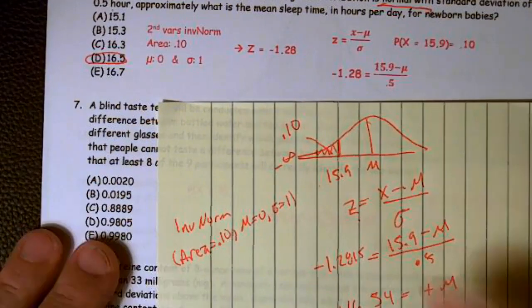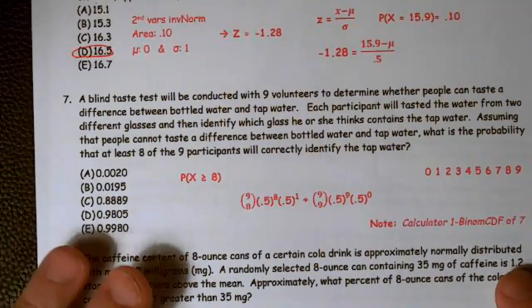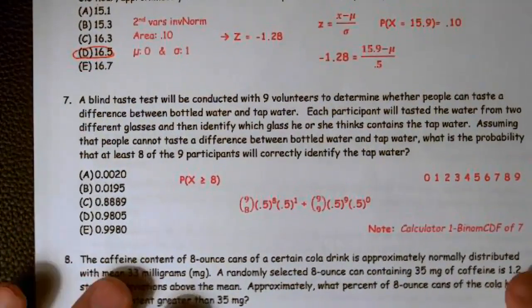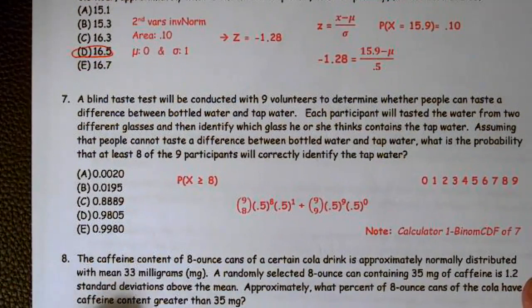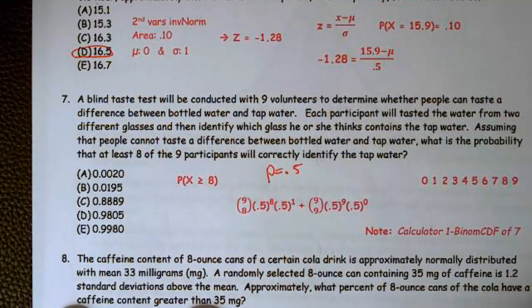Number 7, a blind taste test will be conducted with 9 volunteers to determine whether they can taste a difference between bottled water and tap water. Each participant will taste the water from the 2 different glasses, then identify which glass he or she thinks is the tap water. Assuming the people cannot taste the difference, if there is no difference, the probability that you're going to guess it is 50%. There's a 50% chance you get it right, 50% chance you get it wrong. So in this case, we have a probability of guessing equal to 0.5.